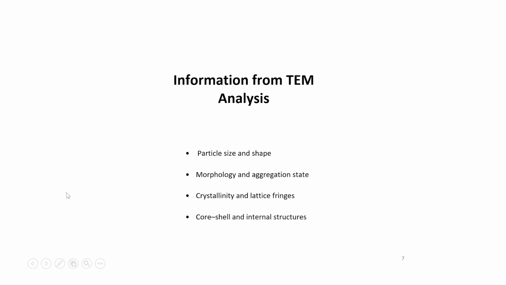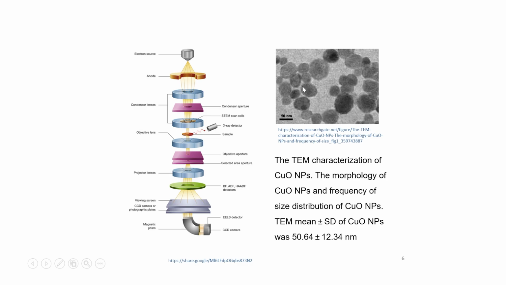So, what information did we get from the TEM analysis? We got information about particle size and shape, how small the particle was. We can compare that with other particles, and the shape of the particle, whether it is circular, star shaped, square or triangle, whatever. Then morphology and aggregation state. Then we are getting the surface morphology, topology, whatever it is. We saw that the copper oxide nanoparticles in our previous image are circular, spherical. So, that is the morphology and aggregation state.